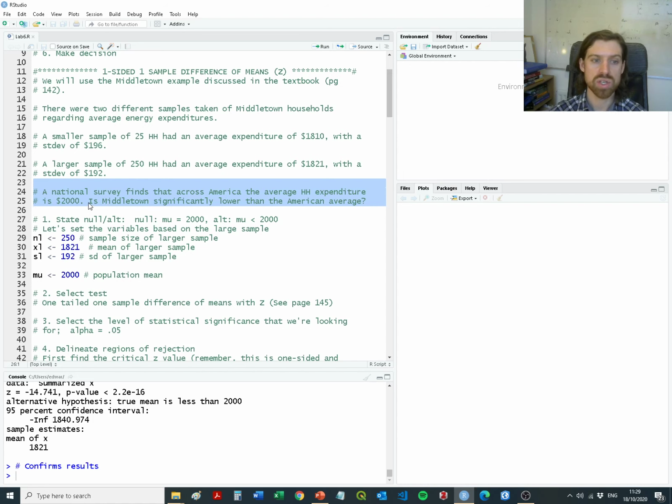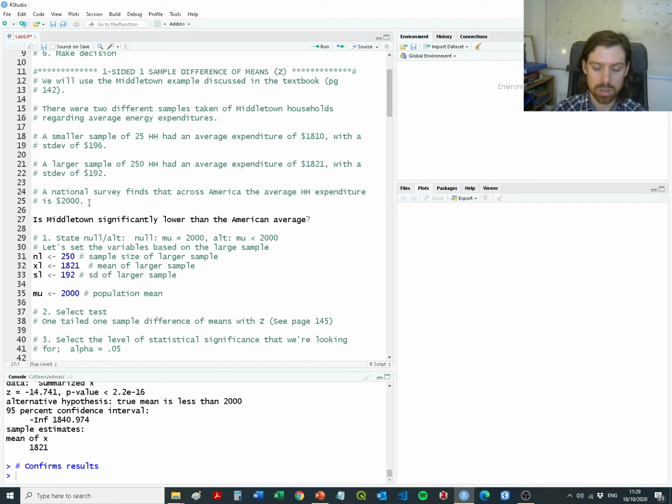Now the research question as a consequence: is Middletown significantly lower than the American average? That's what we're interested in finding out. And I think the important word within that question, which hopefully you noticed, is "lower", because what that's doing is indicating that we're going to be interested in a particular direction within the overall distribution.